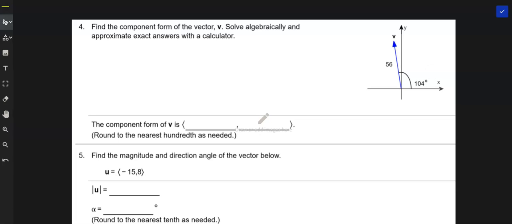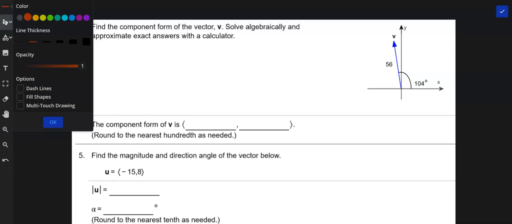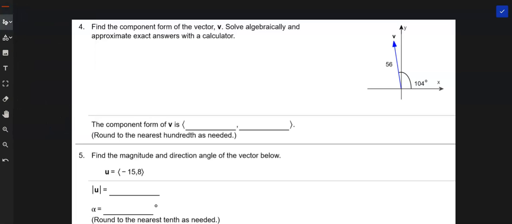Now what? I need to find the components. Give me an idea what I'm going to do here to start. I got the magnitude 56. I've got the angle 104. Okay, so when you say subtract from 180, I'm guessing that you're looking at this triangle right here and trying to find this angle right there. That's true. So if I take 180 and subtract 104, what is that? 76 degrees. And we know that the hypotenuse of this thing is 56. Find the components.